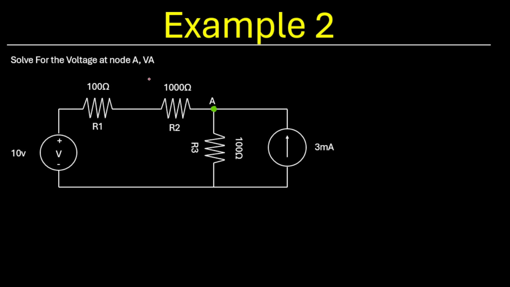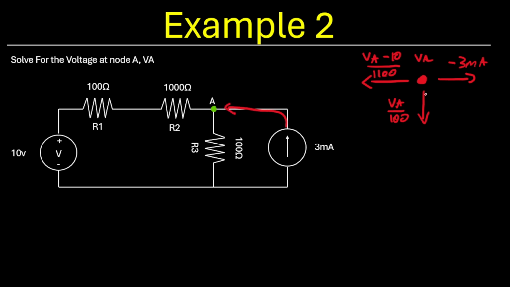Again, solve for the voltage at node A, VA. I'm going to draw my node out here like this, VA. We've got current going down again, current going right, and current going left. So the current going left, again, use Ohm's law, VA minus 10 over 1,100. The current going down is going to be VA over 100. And the current going to the right is going to be minus 3 milliamps. And it's minus because if you look at the circuit, the current is flowing into the node. And since I've drawn this as an arrow going out, I've just got to assign a negative.